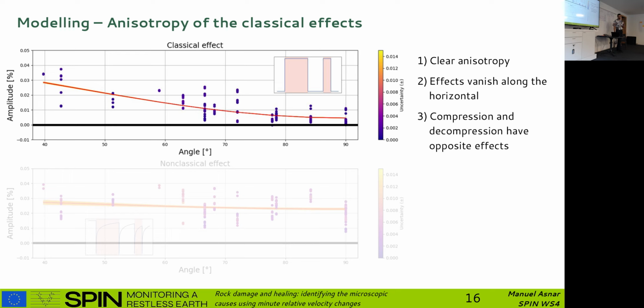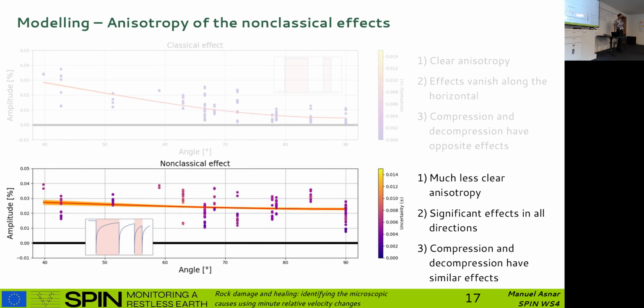And three, that's something that's a little bit implicit in the way we built our classical component in the first place, but that is key to remember. For the uniaxial part, compressing and decompressing the sample has opposite effects. If you compress it, the sample stiffens. If you decompress it, it softens again.